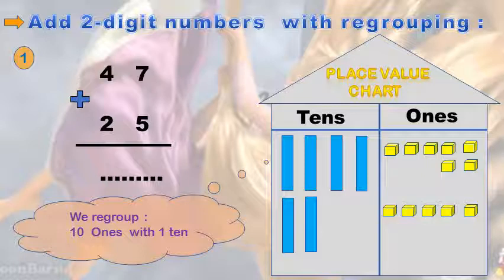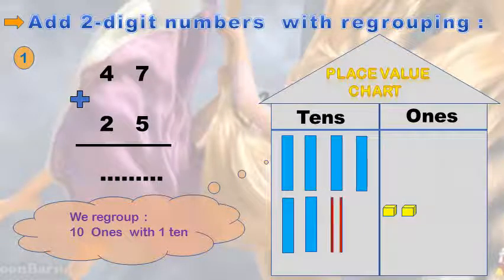So I'm going to replace or regroup the ones into tens. How? I'm going to take 10 ones to regroup by 1 ten. So I'm going to move 10 ones to the tens room as 1 ten. Let's see now. The remaining here will be what? 2. So I'm going to have 2 ones.